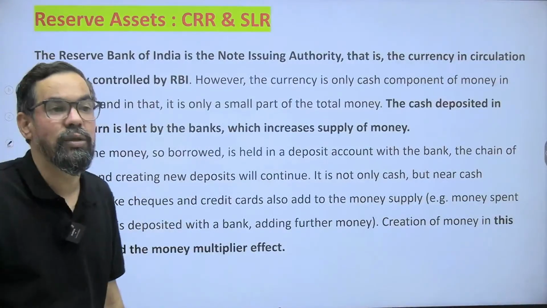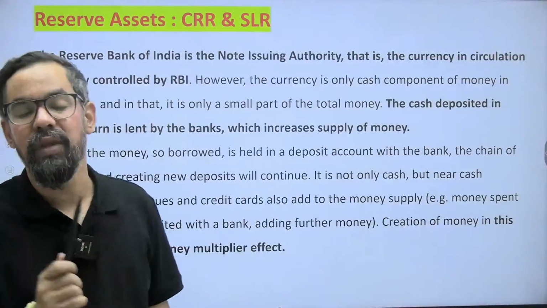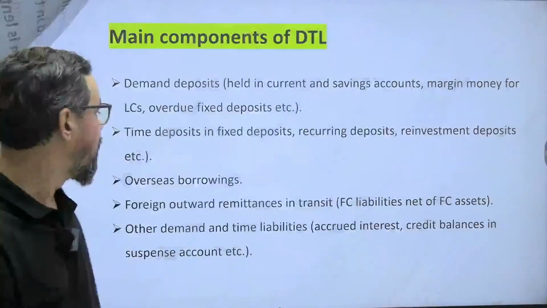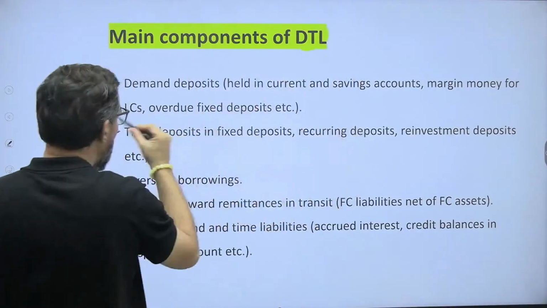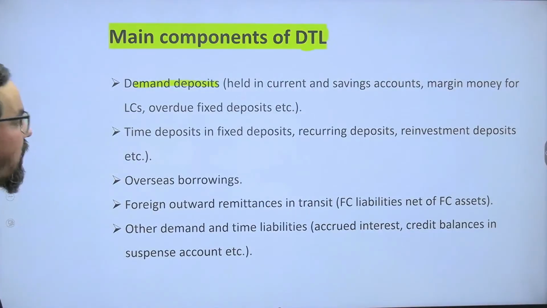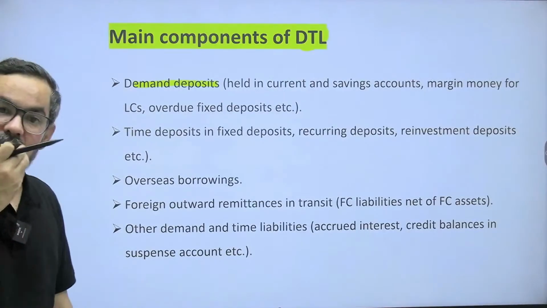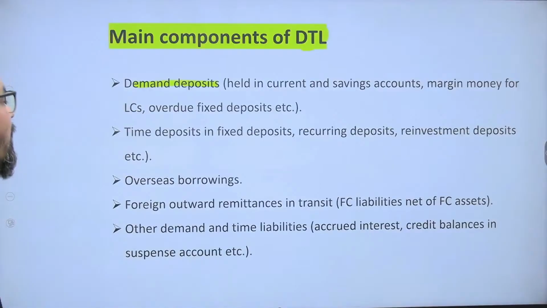Now when it comes to the NDTL, while we compute the NDTL, there are few items which get excluded from the computation of NDTL, that you have to remember. Main components of DTL, demand and time liabilities: demand deposits held in current and savings accounts, margin money for LCs, overdue fixed deposits. There is a case study question around the computation of DTL, even in your book as well. So that is very important, please take it seriously. Time deposits and fixed deposits, recurring deposits, reinvestment deposits, overseas borrowing, foreign outward remittances in transit, other demand and time liabilities like accrued interest, credit balances and suspense account.